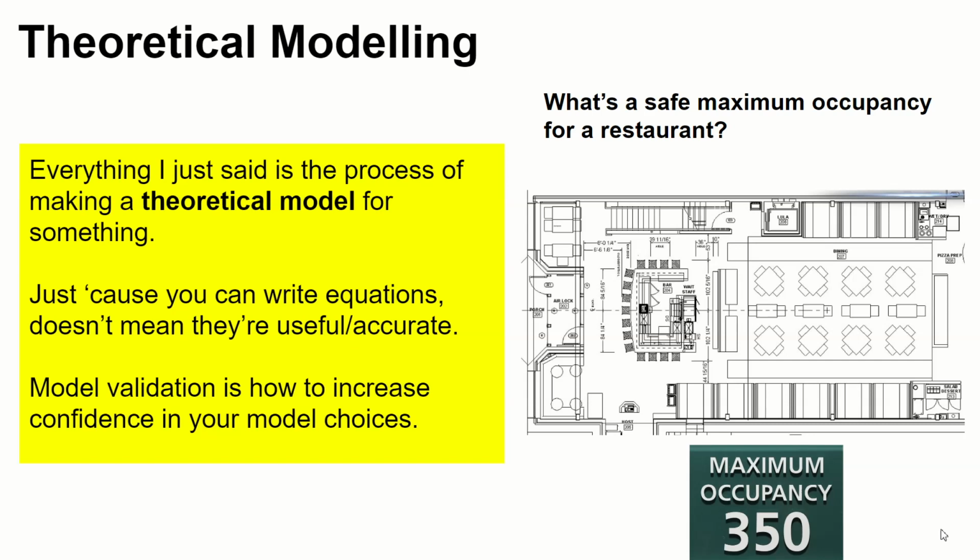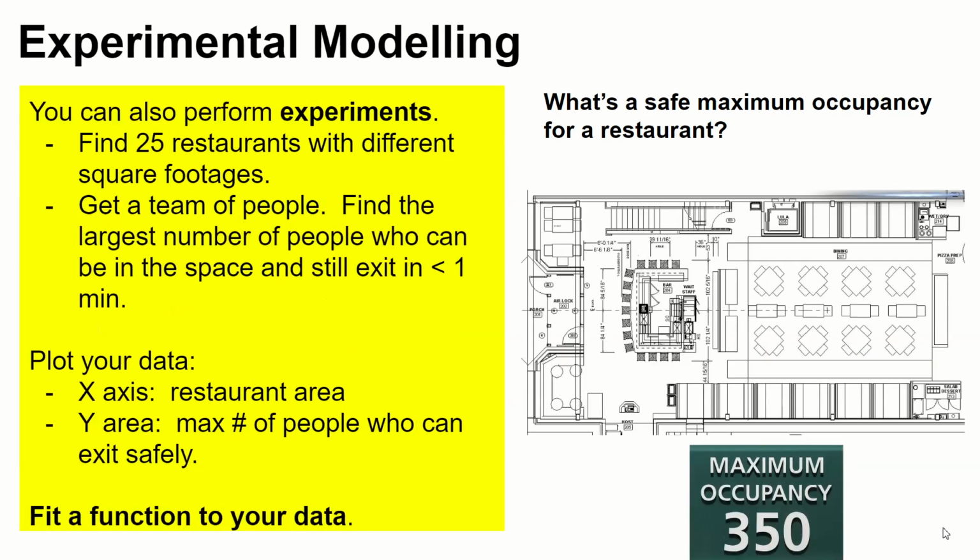But I wanted to point out there's a whole other side to modeling. You could do experimental modeling. And sometimes you do a mixture of the two. Frequently, you do a mixture of the two. But if I wanted to determine the safe maximum occupancy for a restaurant experimentally, you could imagine a bunch of different experiments you could run. One thing I might try is, let's find 25 different restaurants with different square footages.